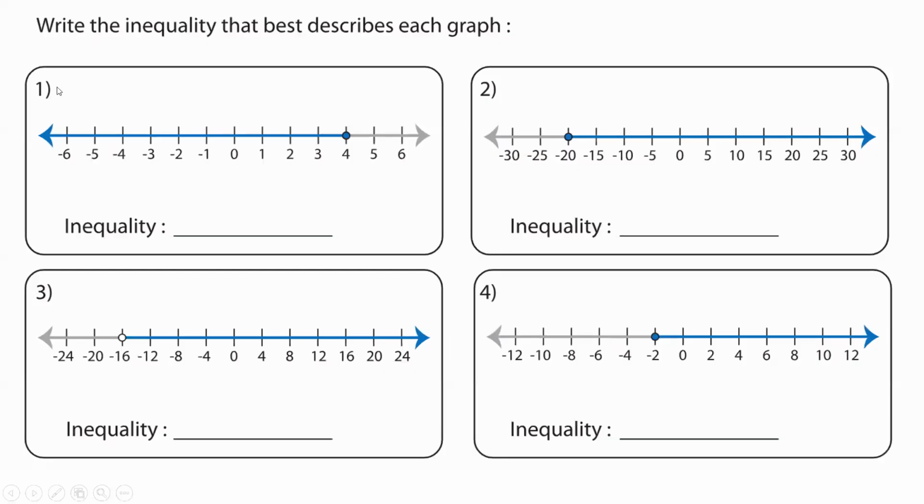So this next question, this is another set of examples. Write this down for me, please. This one says, write the inequality that best describes each graph. I need China. China, can you help me with number 1? What is number 1 saying? X is less than 4. Close.